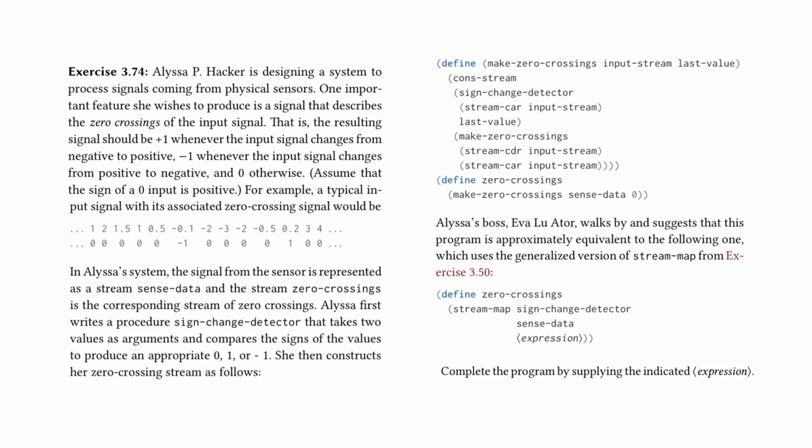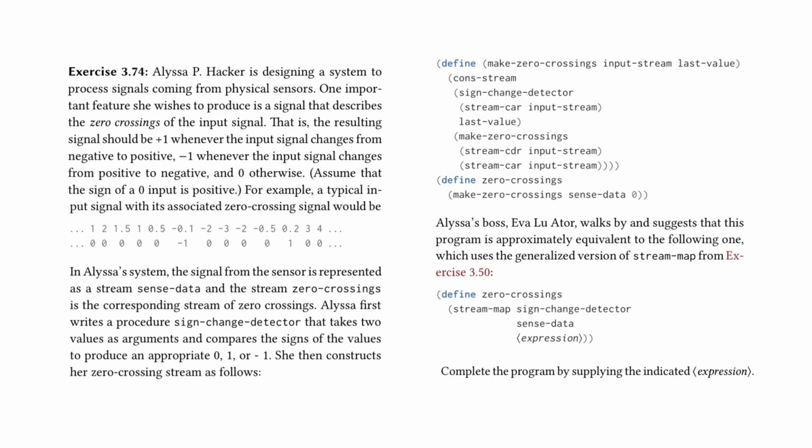And that is exercise 3.74, which reads, Alyssa P. Hacker is designing a system to process signals coming from physical sensors. One important feature she wishes to produce is a signal that describes the zero crossings of an input signal. That is, the resulting signal should be +1 whenever the input signal changes from a negative to a positive, -1 whenever the input signal changes from a positive to a negative, and 0 otherwise. Assume that the sign of a zero input is positive.